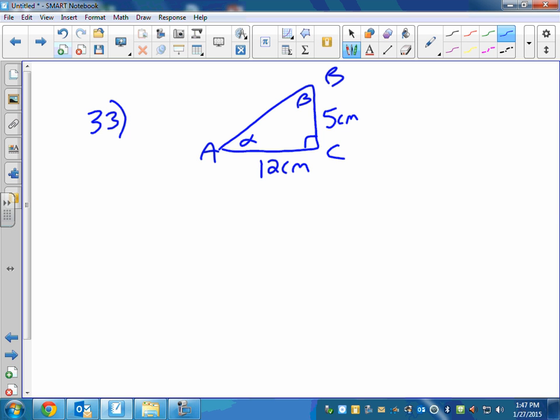Pythagorean theorem, right? I think you should get 13 there. I'm just going to tell you the answers. I'm not even writing them down. They say for this angle, so sine would be 5 over 13, cosine would be 12 over 13, tangent would be 5 over 12. Flip them all over for the other ones.